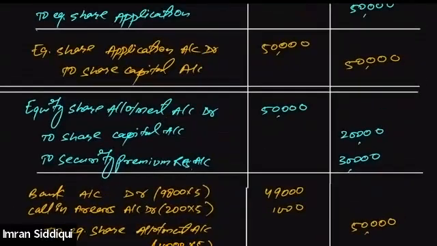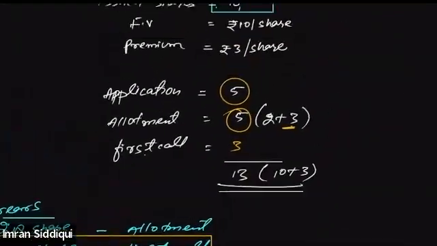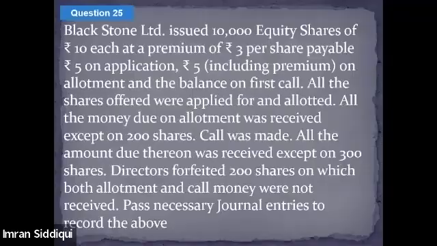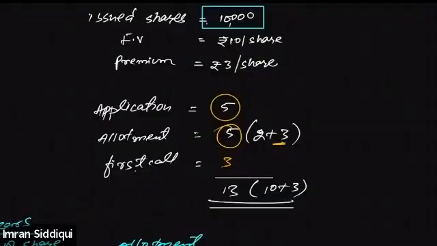The company has decided to forfeit 200 shares upon which allotment and first call is due. That means the total called up value will be 10 rupees. Is that right? Yes, sir. Allotment is due, first call is due. That means the application is already paid. Allotment is due but not paid. First call was made but not paid. That means the total called up capital will be how much? 10 rupees.